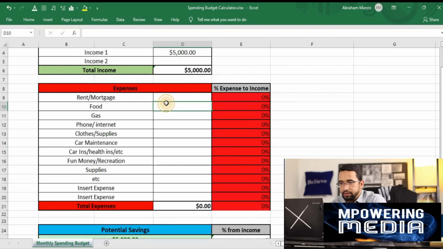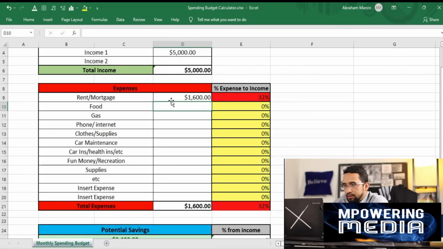The next section here would be the expenses. For the most part, you have multiple expenses. You have more expenses than sources of income. And you can change the name of these, so you can enter anything else and customize these to your current situation. So for example here, for rent or mortgage, I'm entering $1,600. Another cool thing about this Excel calculator is that I've got an expense to income ratio on the right side here. So you can see that that $1,600 is 32% out of that $5,000 income in this situation.